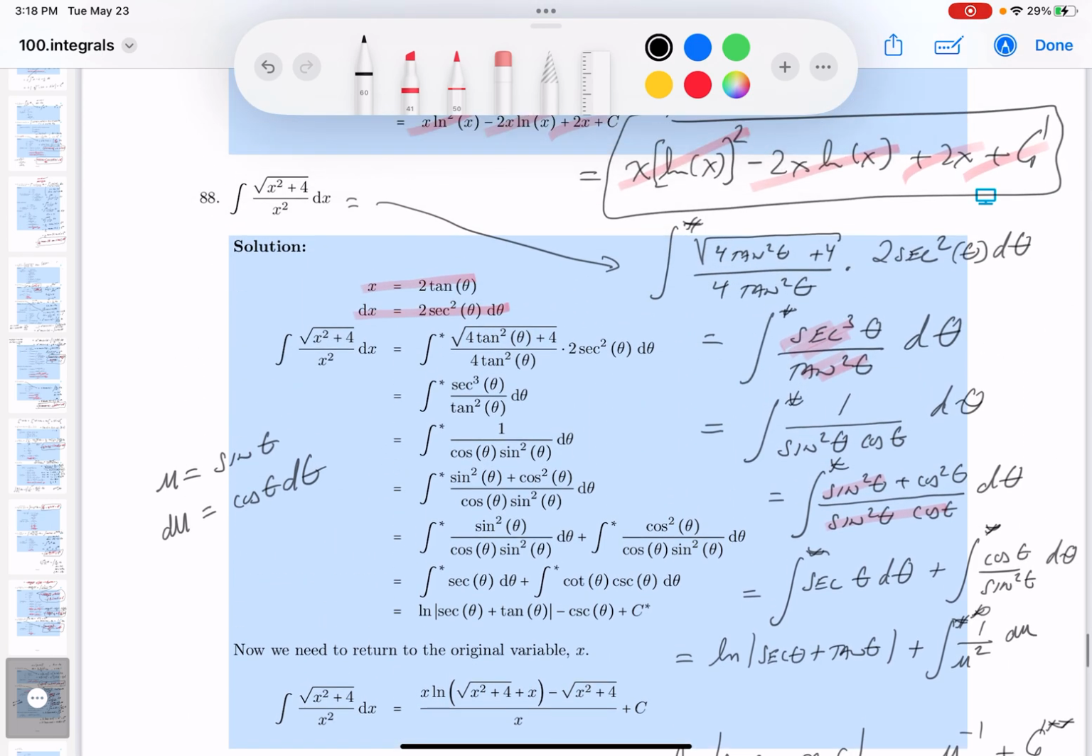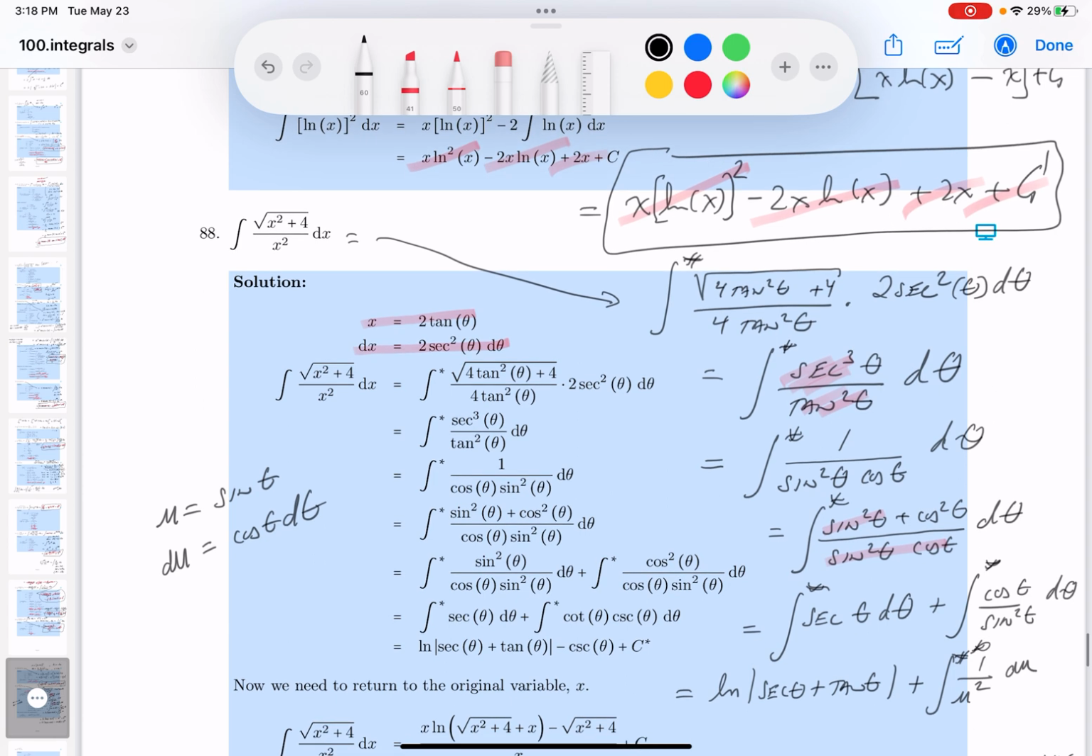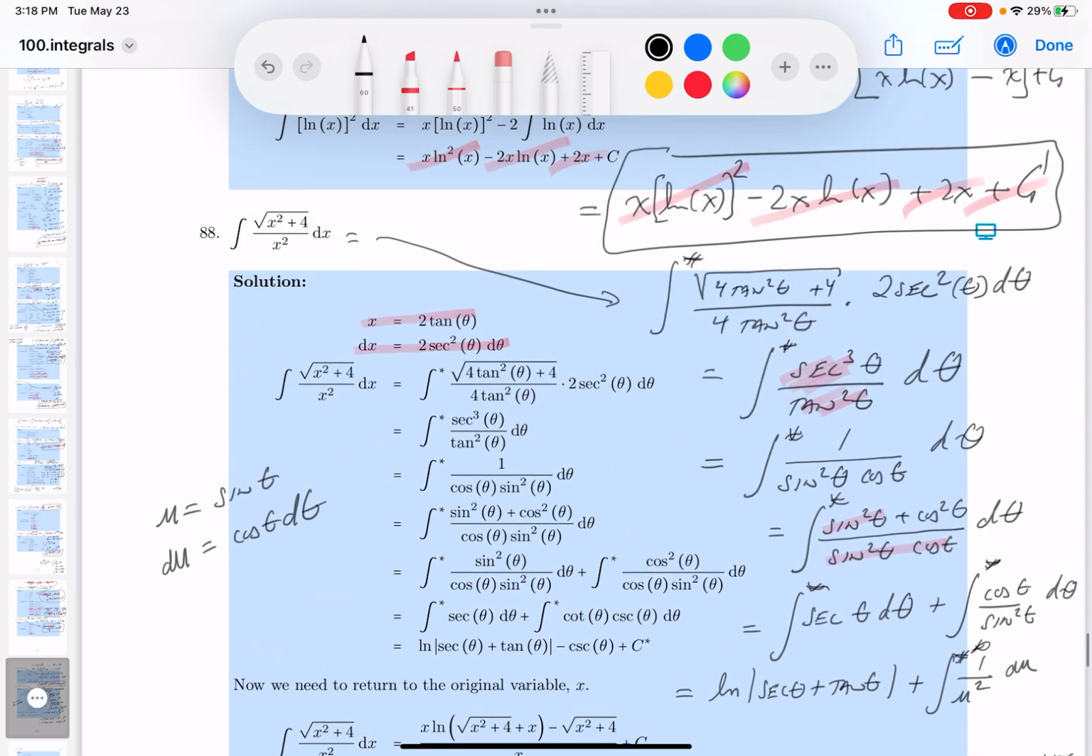And I got to remind myself, let's see if I did this right. Yeah, we're at thetas now, right? Let's see if we can remember what I did. Oh, yeah, x equals 2 tan theta. So x over 2 is a tangent of theta. Let me do my little right triangle. This is theta. This is x over 2. This is the root of x squared plus 4.